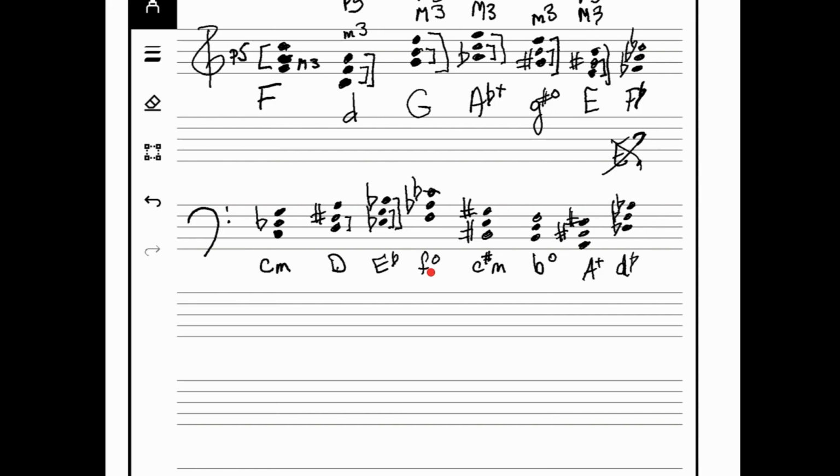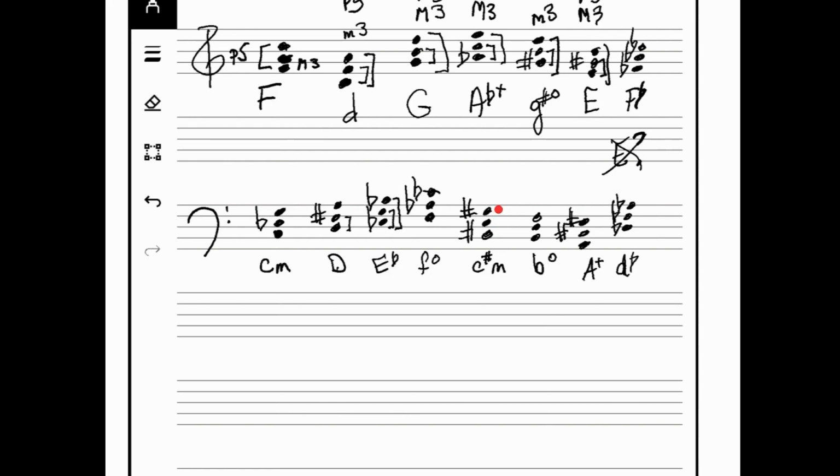F diminished. Okay, I need a minor third and a diminished fifth. F to A flat is the minor third. F to C would be the perfect fifth. I have to make it smaller, so I put a flat on the C. Now it's diminished, F diminished.